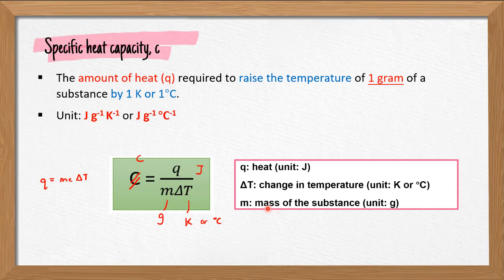M in this case means the mass of the substance. For example, the specific heat capacity of water is constant. It equals 4.18 joule per gram per degree Celsius. So if let's say you have 50 grams of water, then you need to multiply 50 times 4.18 times the difference in temperature to get the heat change.